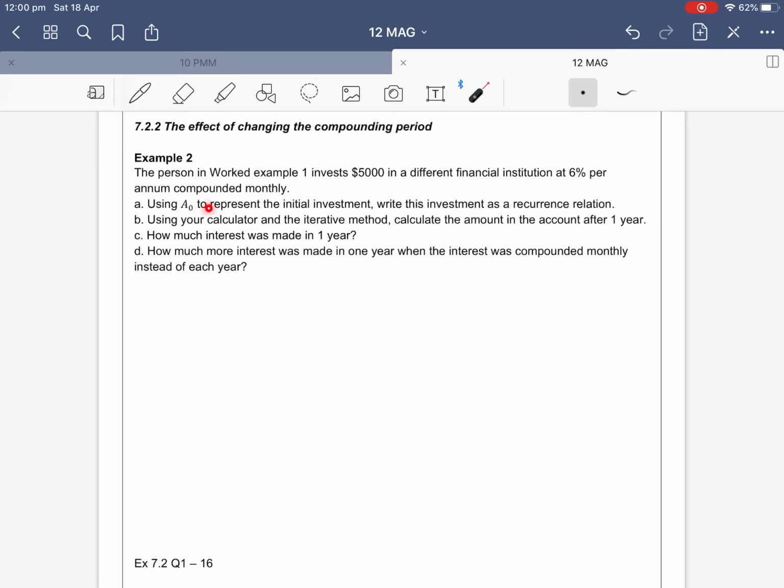Part A says, using A0 to represent the initial investment, write this investment as a recurrence relation. Well, the thing that's going to be different about this is we know our recurrence relation has to look like this, R times AN, but we need to figure out what R is. So R is equal to 1 plus 0.06, and don't forget, we now need to divide that by the number of times it compounds in a year. So that's why I'm dividing that by 12.